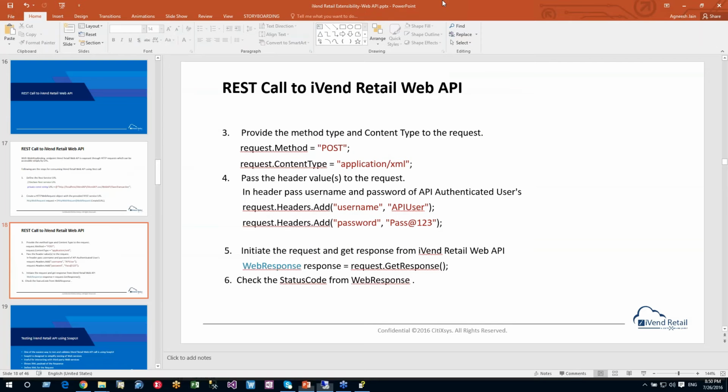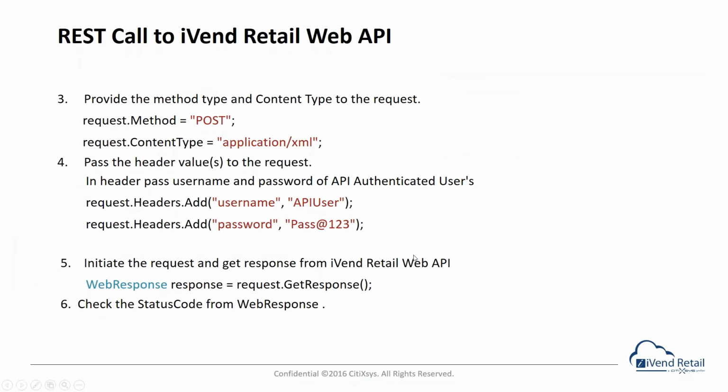I'm going to provide the details in the header part so that my iVend API knows that this is the user who is going to consume it and it's reliable. So we'll provide the authentication. Also, I'm providing the request method type. Is it post or get? Because my save transaction method is post type, I provided this. You can refer to web API help for the method type. And my XML request, so content type is XML. Now I'll have the response and will consume it.